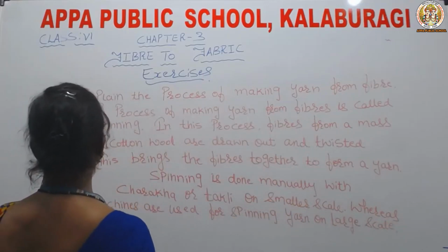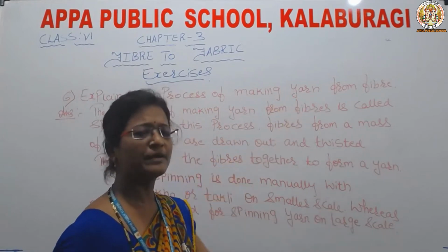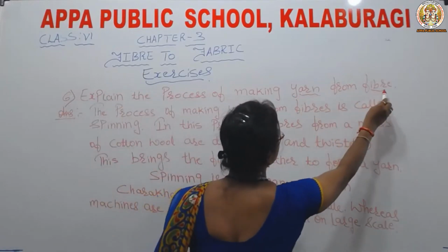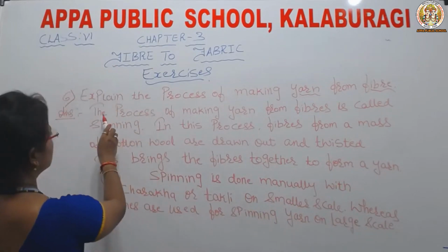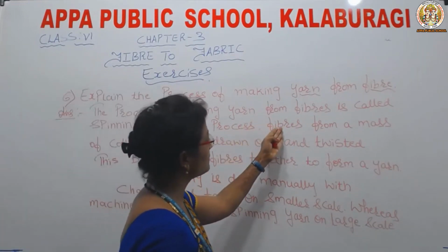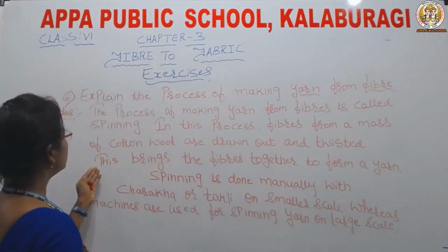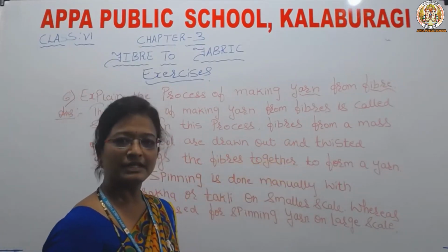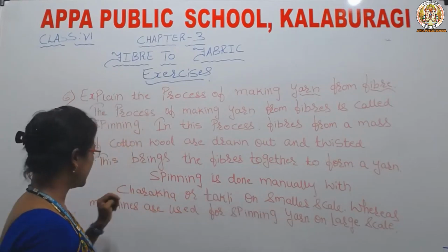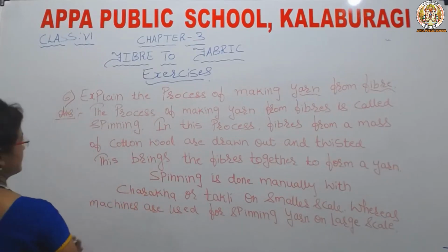So once again, I'll repeat this answer. The question is, explain the process of making yarn from fiber. We all know that yarns are obtained from fibers. So what is the process? The process of making yarn from fibers is called spinning. Fibers from a mass of cotton wool are drawn out and twisted. This brings the fibers together to form a yarn. Spinning is done manually with charaka or takli on a smaller scale, whereas machines are used for spinning yarn on a large scale. So these are the exercise part questions.